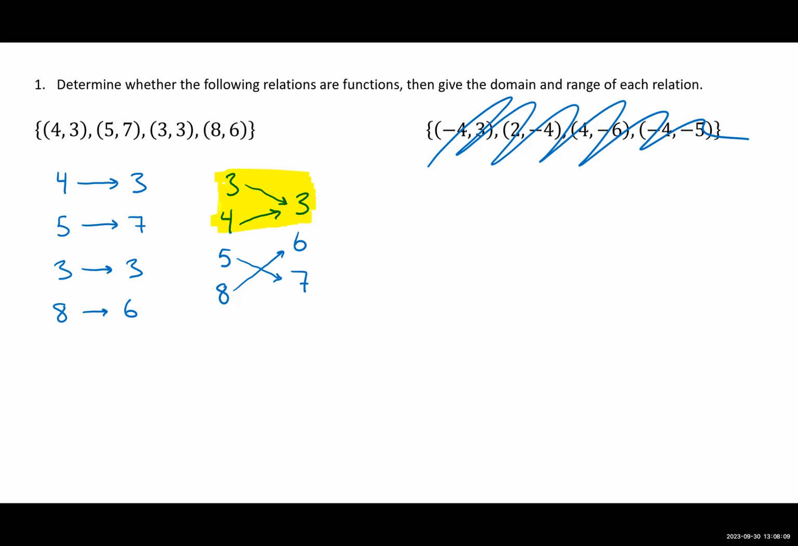If two x values go to the same y value, that doesn't contradict the definition of what it means to be a function. So let's say, I'll use green for this. This is okay. No one x value is paired up with two different y values. So we say yes.